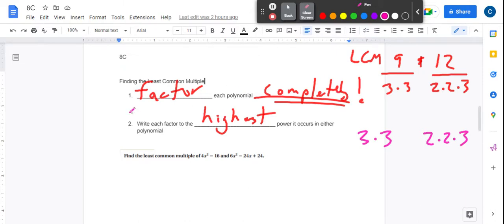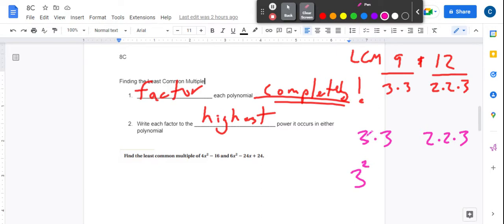So we want to write each factor to the highest power it occurs in either polynomial. So the factors of 9 are 3 and 3. Okay, the factors of 12 are 2, 2, and 3. Okay? So the least common multiple is, we're going to take all the factors to the highest power that they occur. So 3, we have a factor of 3. Okay? And now 3 occurs twice here, which is really 3 squared, right? And it only occurs once there.